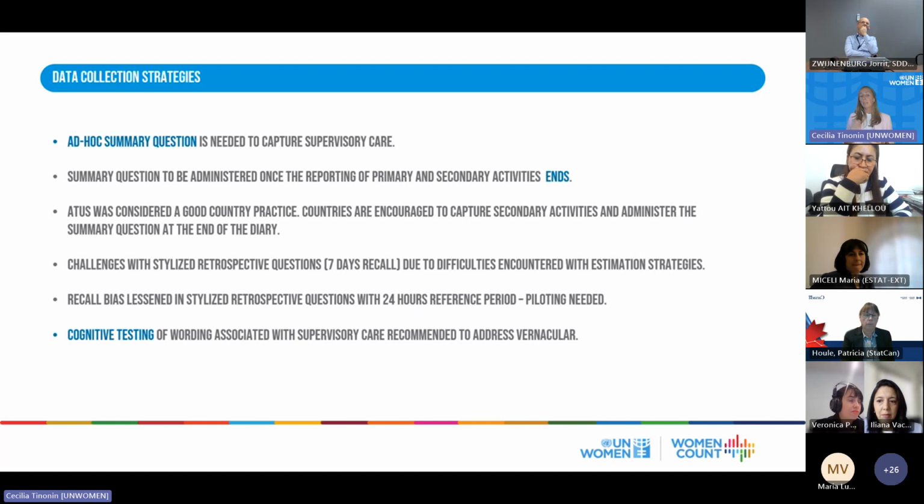In the case of supervisory care, and also the broader recommendation emerging from the expert group on time use, we also encourage capturing secondary activities. The American Time Use Survey does not capture secondary activities, only primary activities, and the summary question to capture supervisory care. However, some elements of supervisory care can still be captured through secondary activities. We highlight and identify some challenges with stylized retrospective questions using a 7-day recall, due to difficulties related to estimation strategies, through a desk review and an expert consultation among us. We really suggested further piloting, because the understanding was that recall bias would be lessened in stylized retrospective questions using 24 hours as a reference period. We obviously recommend cognitive testing, especially to address vernacular.